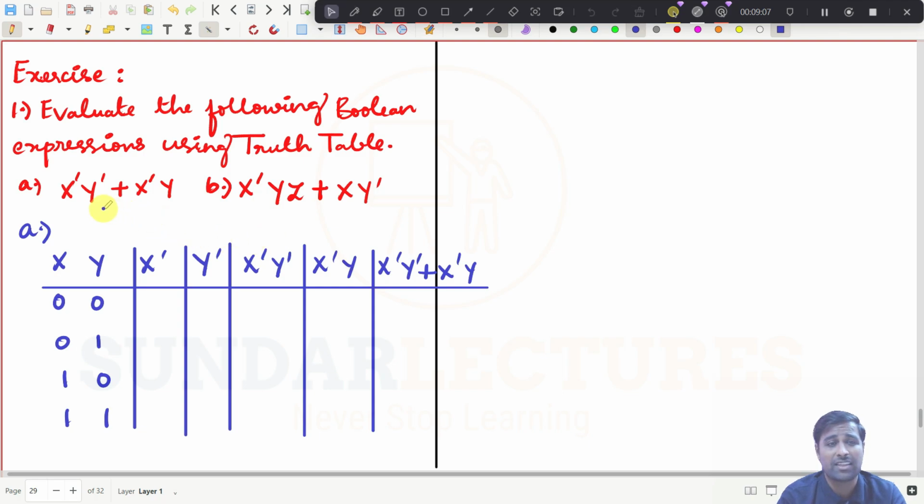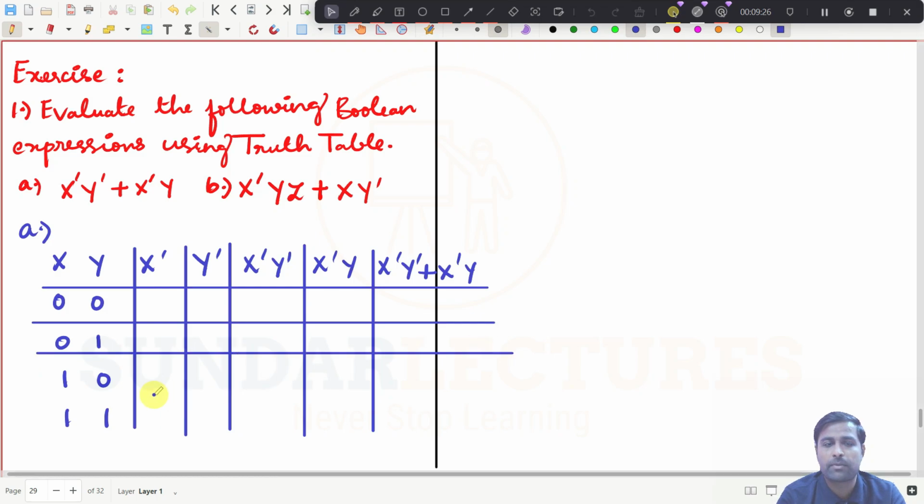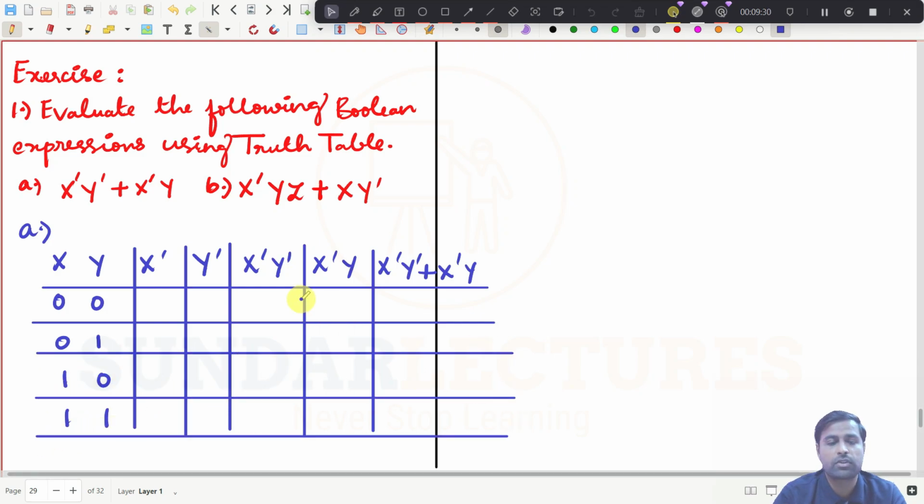These kinds of expressions can be simplified by using the postulates, and many laws are available. You can also simplify by using the Karnaugh map, and we are going to do those things in future classes anyhow. By truth table you have to understand the exact meaning of the truth table, right? So we will do that one right now.